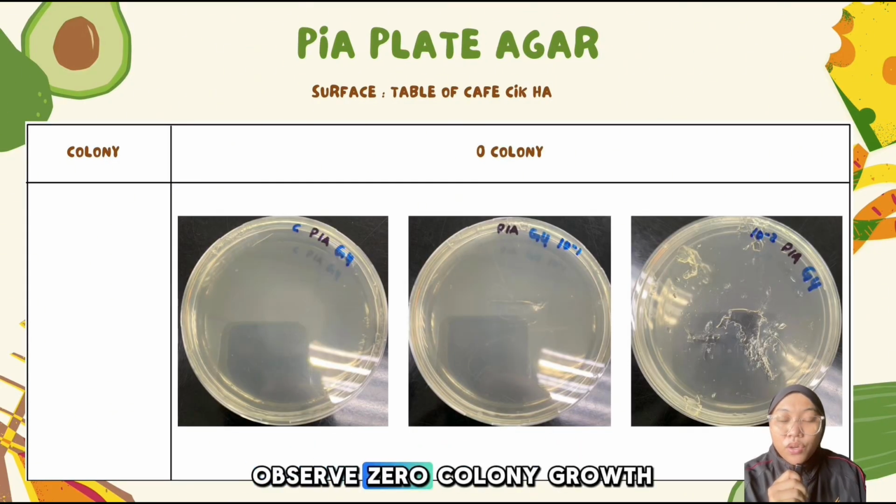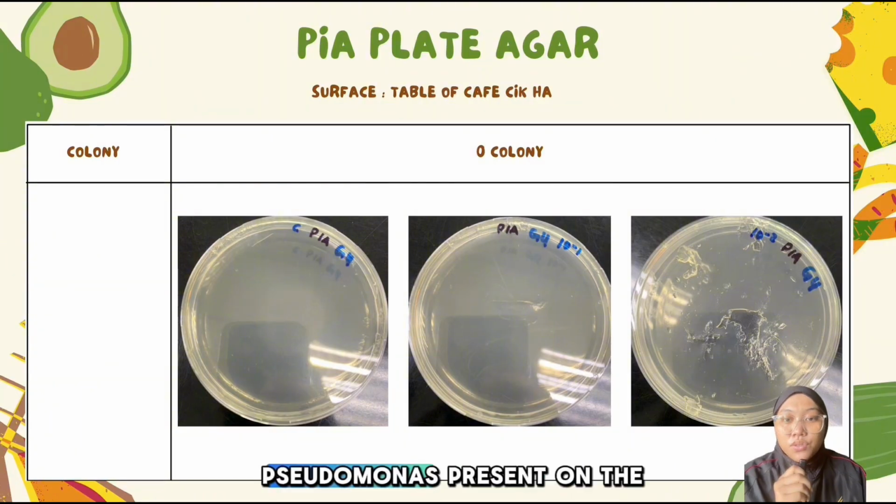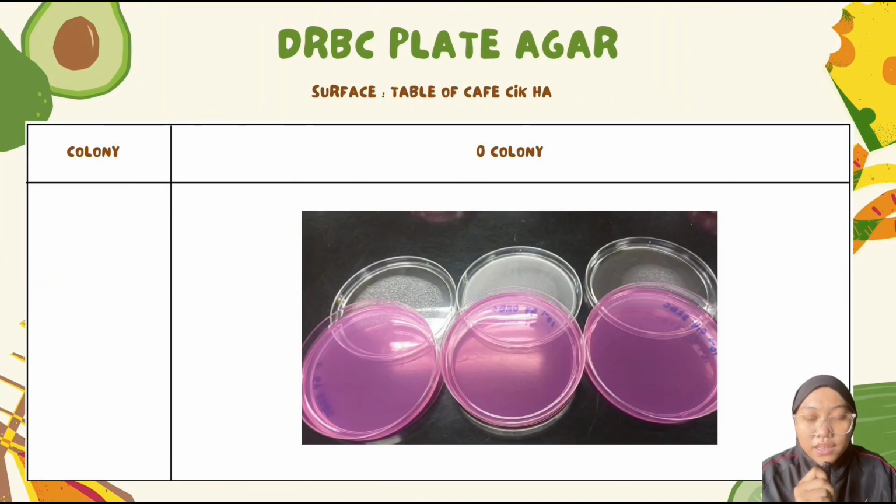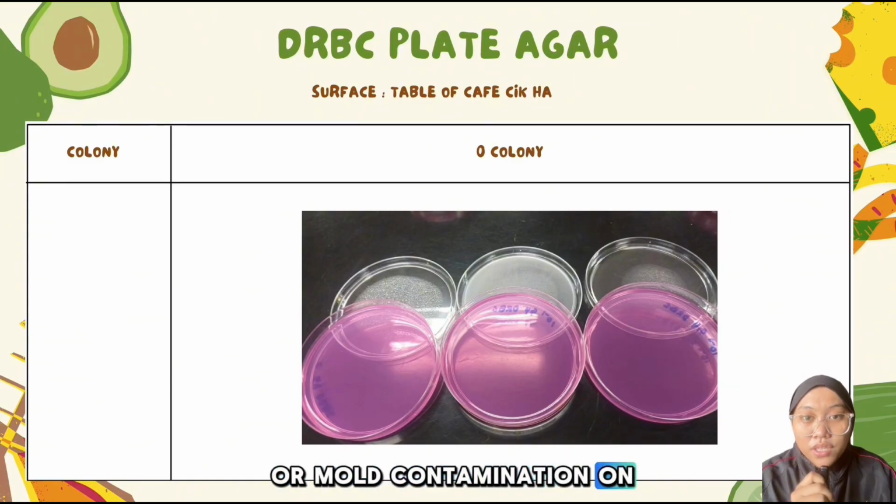On the PIA plate agar, we observe 0 colony growth. This means that there is no detectable Pseudomonas present on the surface tested. Next, for the DRBC plate agar, we also observe 0 colonies. This indicates that there is no detectable yeast or mold contamination on the sample surface.